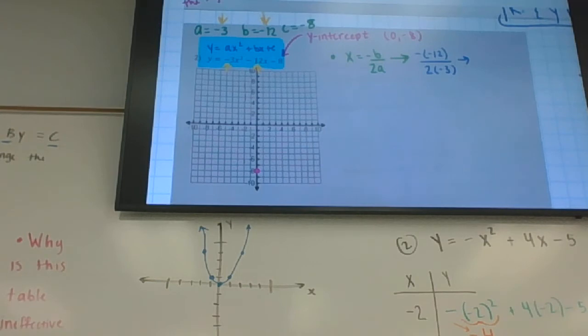Alex, what'd you get for axis of symmetry in the middle? So I have to put down my calculator. No, you can do it. What's -12? It becomes a +12. 2 times -3. Oh, that's -2. Yeah, that's a -2.